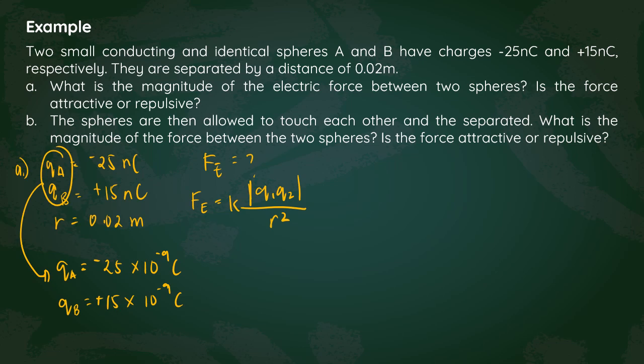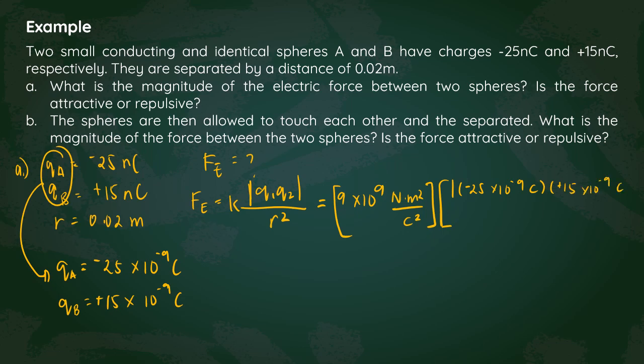So you have here electric force is equal to the Coulomb's constant, which is 9 times 10 raised to positive 9 newton meter squared per coulomb squared, multiplied by the absolute value of the product of Q1 and Q2. Then we have negative 25 times 10 raised to negative 9 coulombs times positive 15 times 10 raised to negative 9 coulombs over 0.02 meters squared.